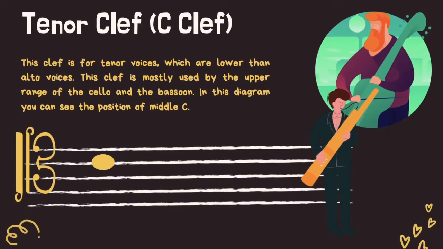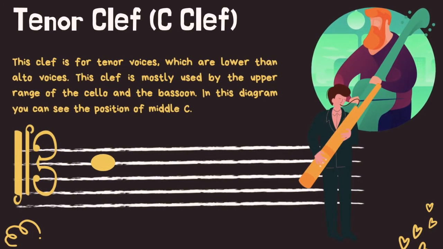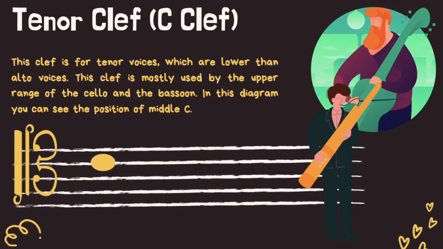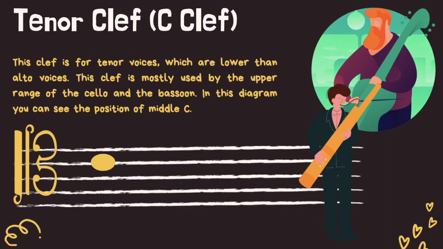Now, tenor clef is also a C clef. You'll notice it's exactly the same symbol as alto clef, but it's in a different position. This time, the second line from the top runs through there, so that is where middle C is for tenor clef. So this clef is for tenor voices, which are lower than alto voices.